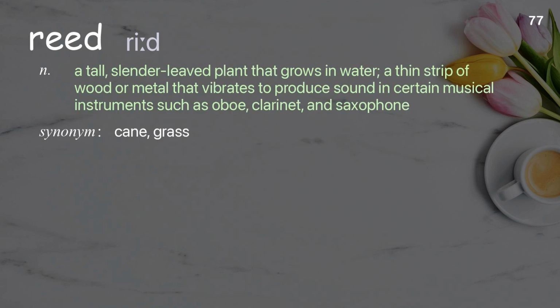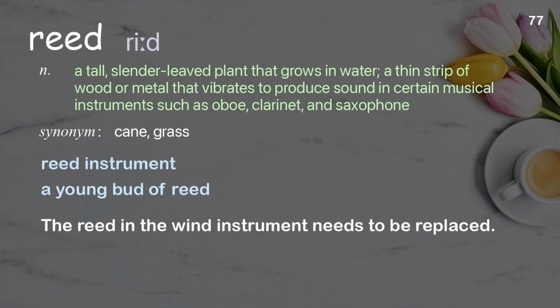Reed. A tall, slender-leaved plant that grows in water. A thin strip of wood or metal that vibrates to produce sound in certain musical instruments such as oboe, clarinet, and saxophone. Examples: Reed instrument. A young bud of reed. The reed in the wind instrument needs to be replaced.